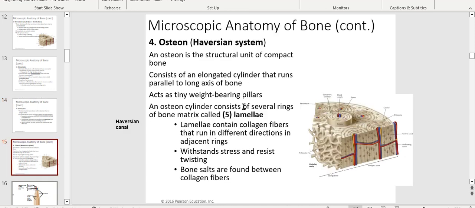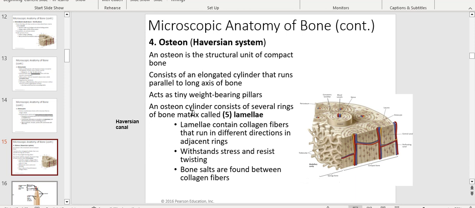Osteon, there, Haversian system. An osteon is the structural unit of compact bone. That's these concentric circles here. It consists of an elongated cylinder that runs parallel to the long axis of the bone. There's a really good slide in the next one that shows these very well. It acts as tiny weight-bearing pillars.